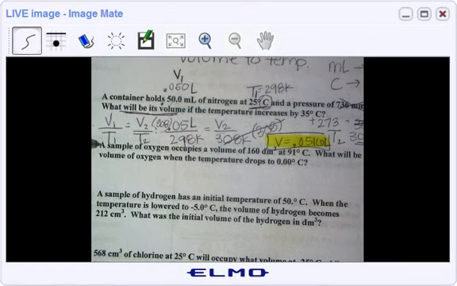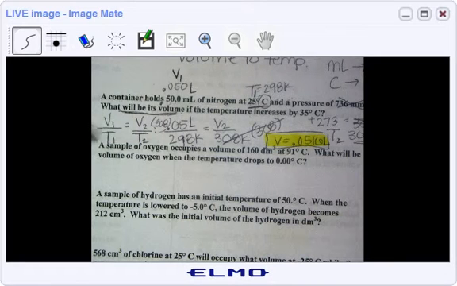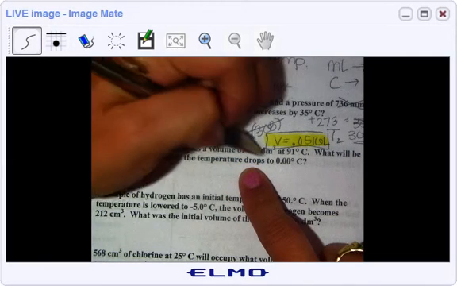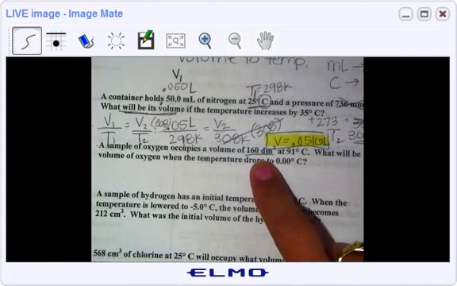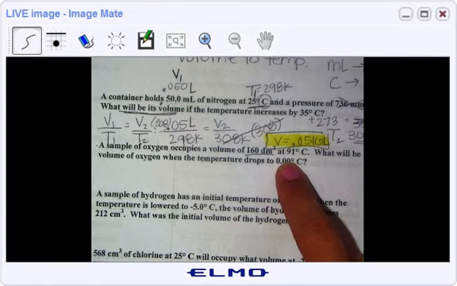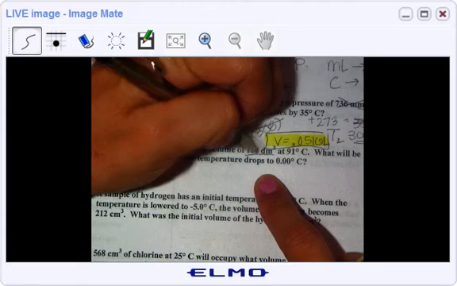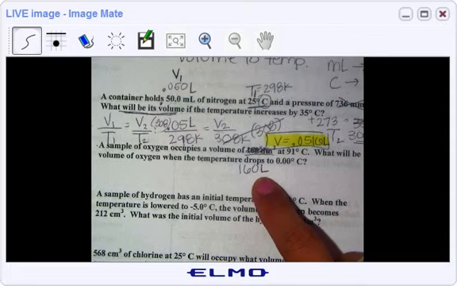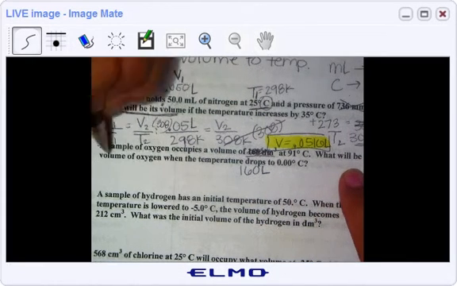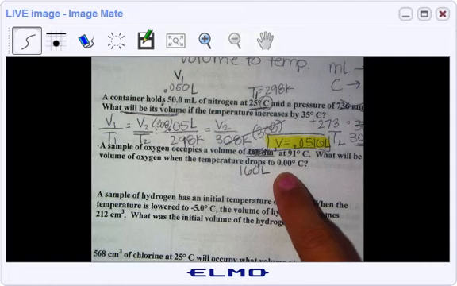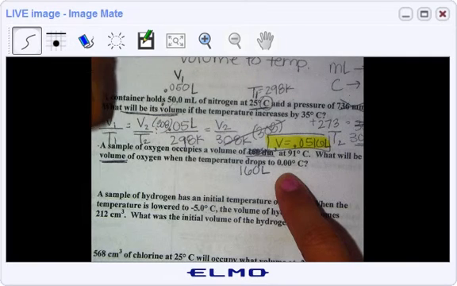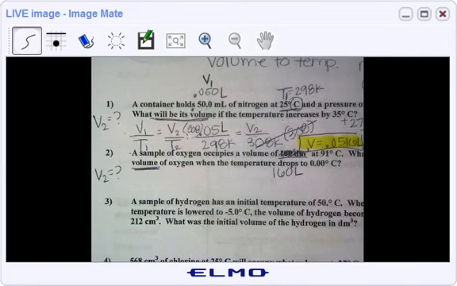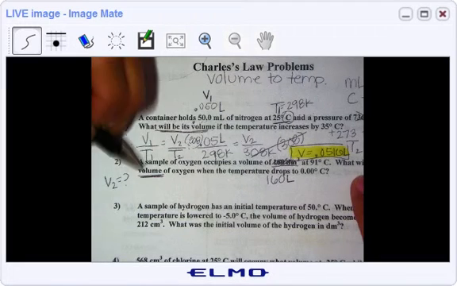Okay, I'm going to do number 2. A sample of oxygen occupies the volume of this at 91 degrees Celsius. Change this number to 160 liters. Okay. What will be the volume of oxygen when the temperature drops to 0 degrees Celsius? What will be the volume? So again, for here, we do not have V2, because it's asking, what will the volume be?